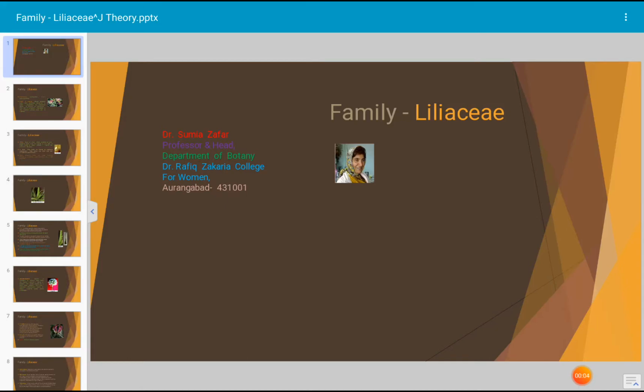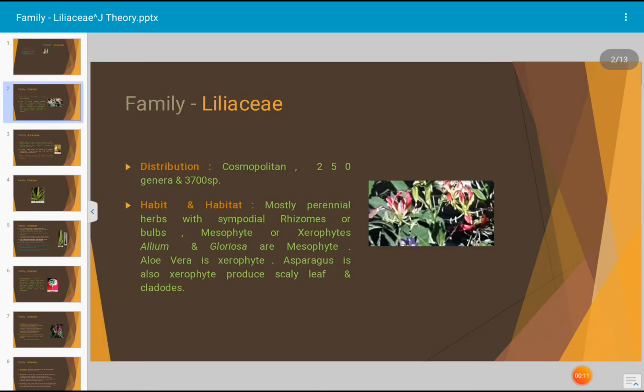Today's topic for discussion is a plant family, that is Liliaceae. Let us see all the details of family Liliaceae. It is a cosmopolitan family. The plants of this family occur throughout the world, hence it is described as a cosmopolitan family. There are about 250 genera and 3,700 species reported from the world.